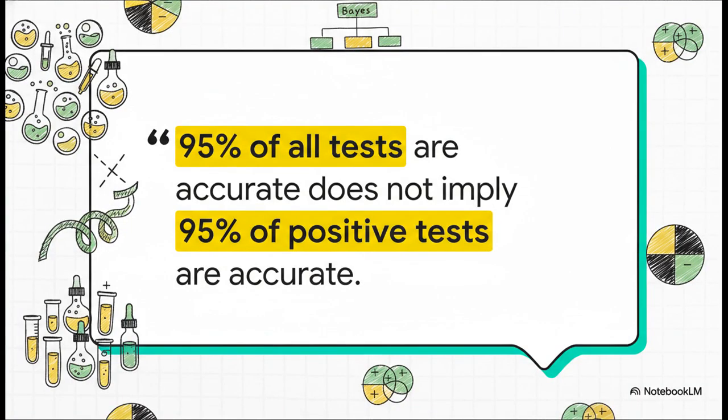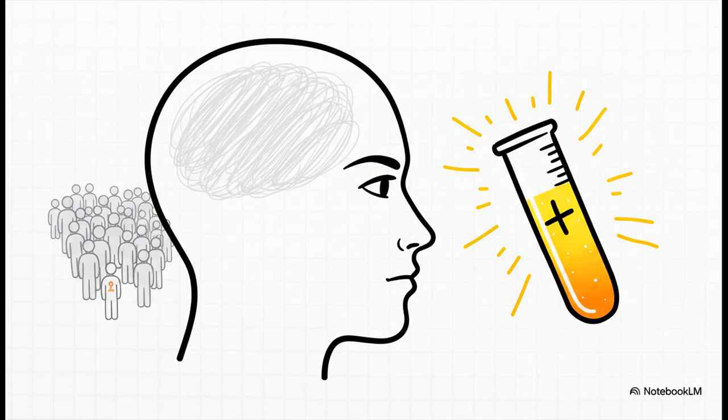This quote from the source material just sums it up perfectly. 95% of all tests are accurate does not imply 95% of positive tests are accurate. The first number is about the test's overall performance. The second number is about what a positive result actually means for you, and those are two very, very different things.